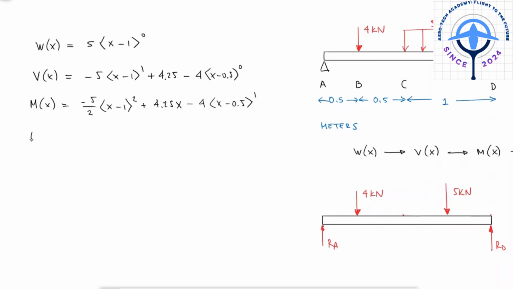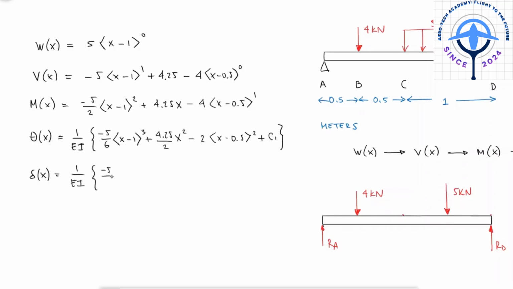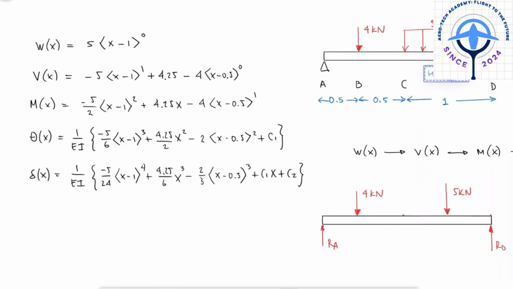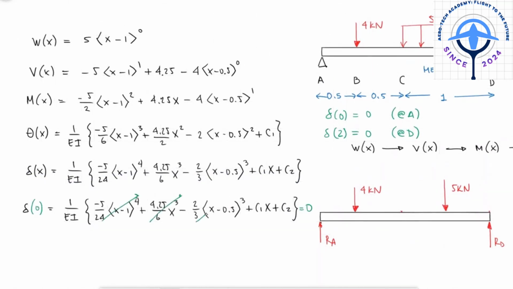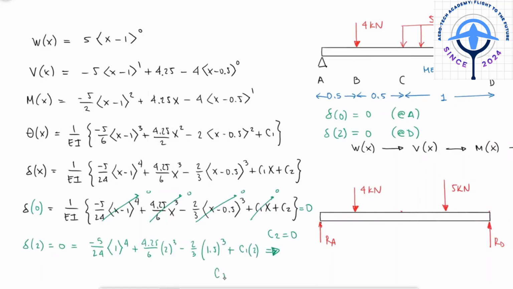We will write the equations for the slope and the deflection in terms of EI for now, since we have to find the constants C1 and C2 first. The boundary conditions are that the deflection at A and D are 0. From the first boundary condition, we find that C2 is equal to 0, and from the second boundary condition, we find the value for C1.